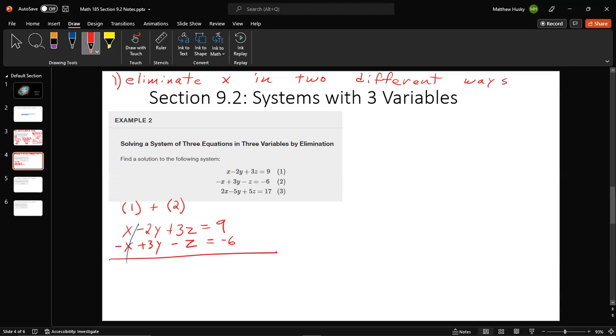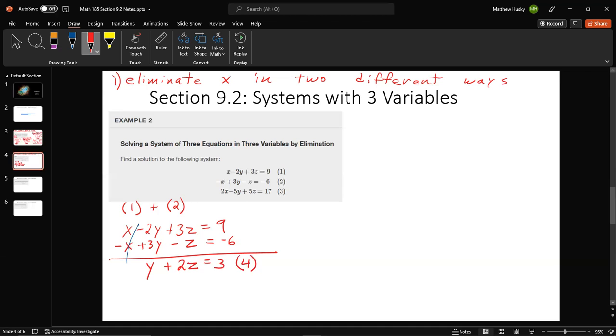Negative 2y plus 3y is going to give me y. 3z minus z, that's plus 2z. And that will equal 9 minus 6, which is 3. And then this equation I'm going to call equation number 4. So I have now gotten a new equation by eliminating x by using the first two.